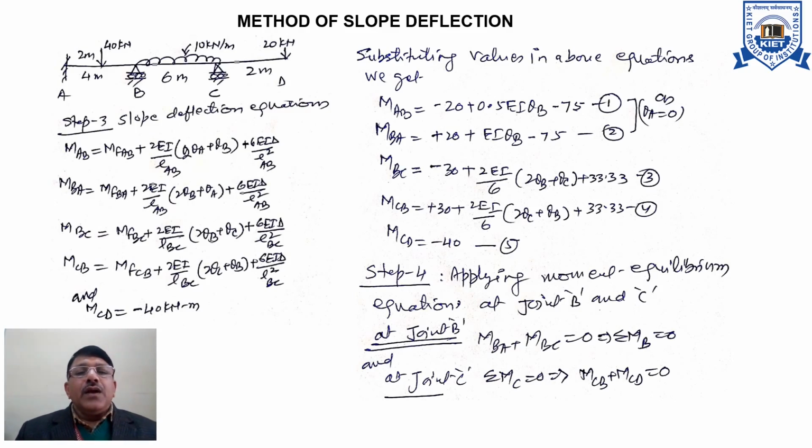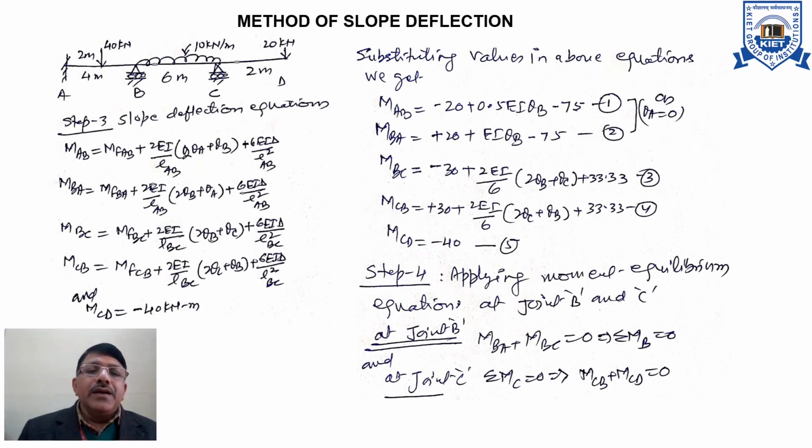Next, we'll have to write down the slope deflection equation at each joint. So at joint A, moment AB equals fixed end moment AB plus 2 EI upon L AB times 2 theta A plus theta B plus 6 EI delta upon L square. Similarly for joint B in span AB, similarly in span BC, at B in span BC, at C, and in span CD at C.